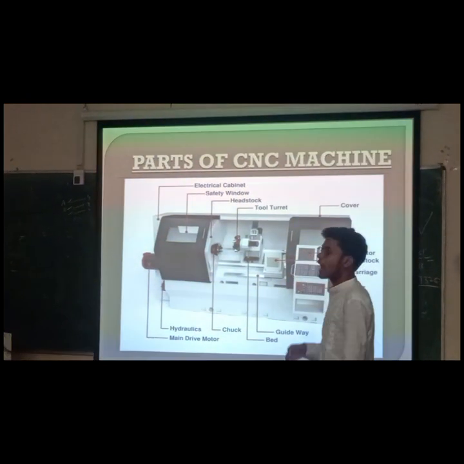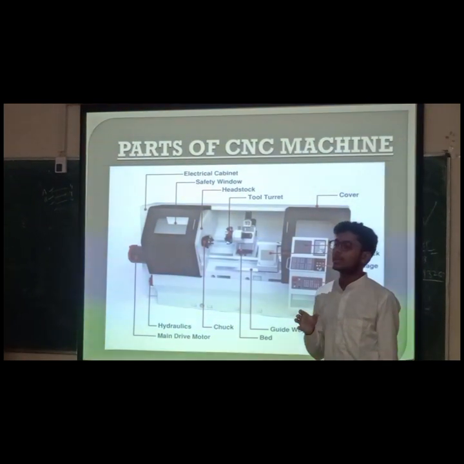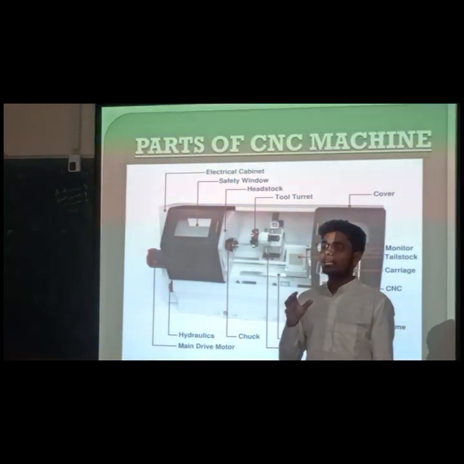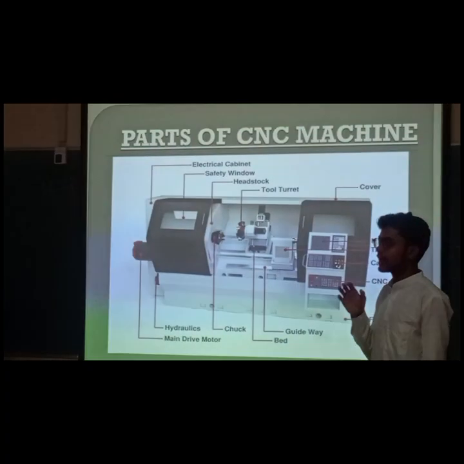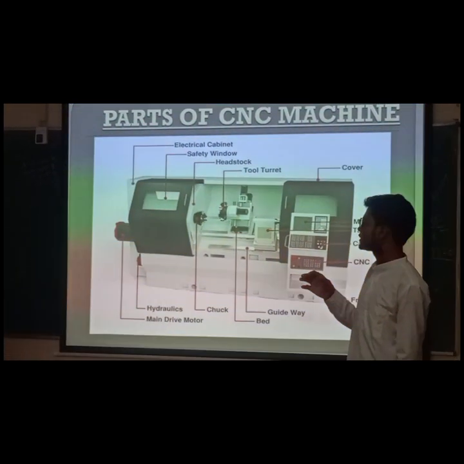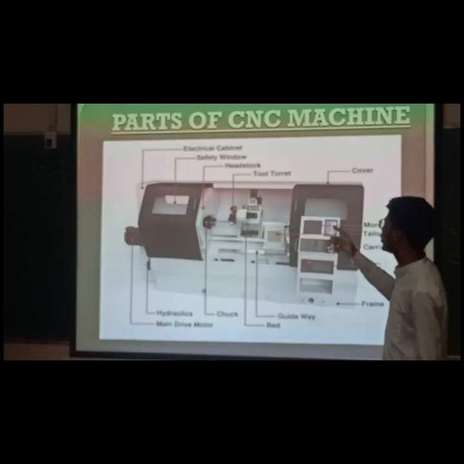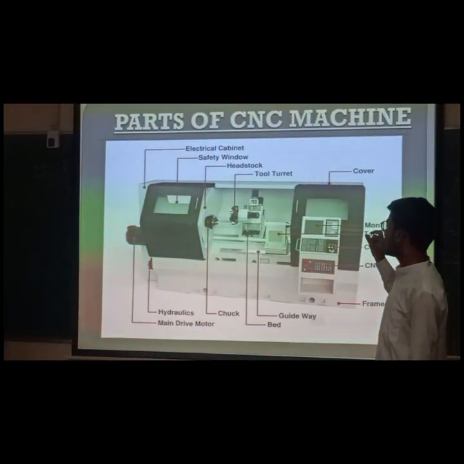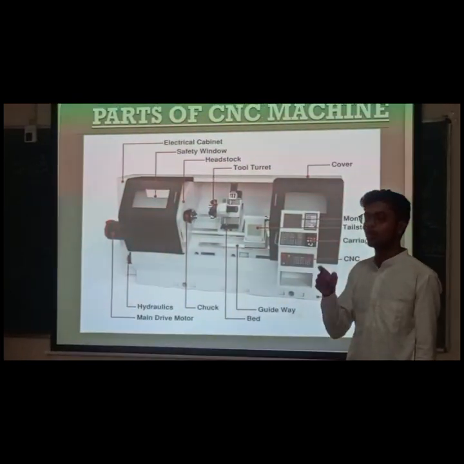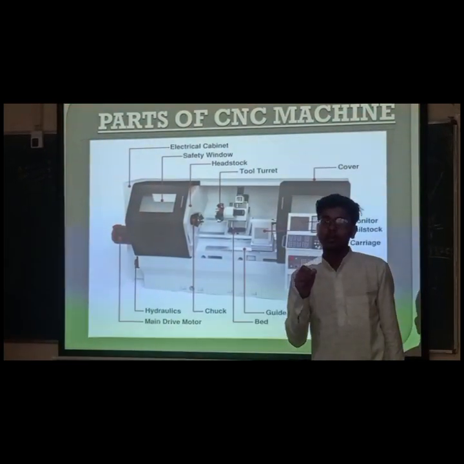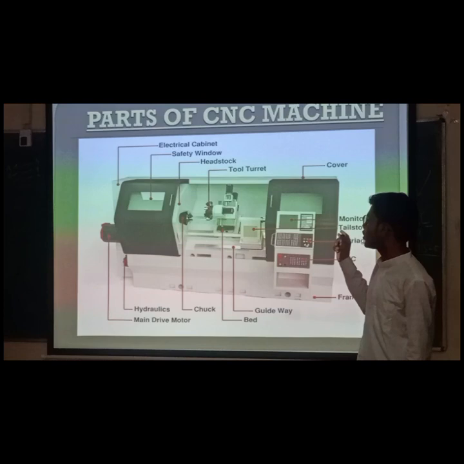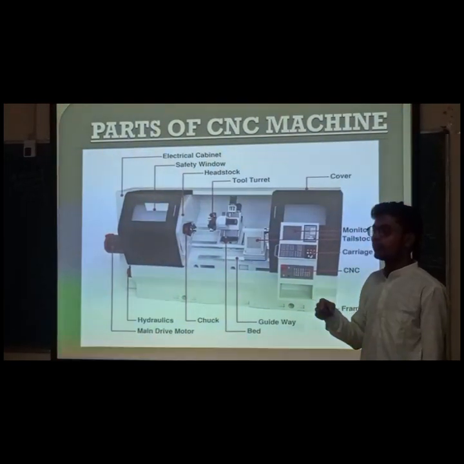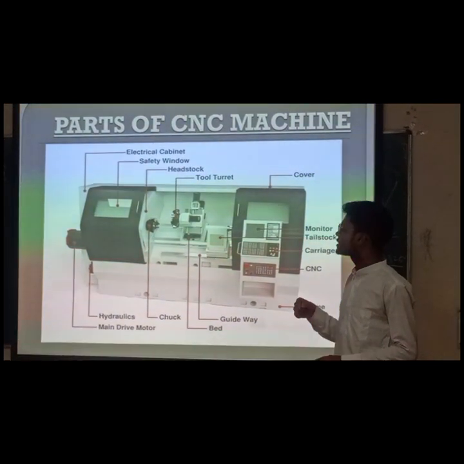Next is the headstock. The headstock contains the gears. When power is supplied by the AC motor to the gears, the gears supply that power to the chuck. The chuck is the main part of this CNC lathe machine because it is the one and only part which revolves, and the workpiece is mounted on the chuck. The chuck revolves and cuts the workpiece.